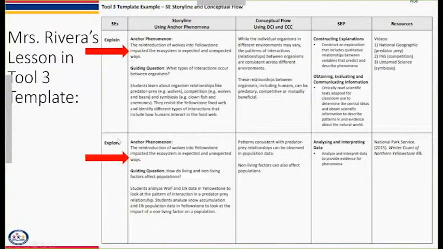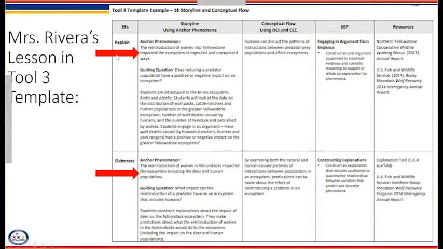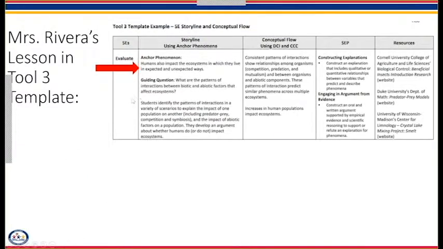Here is the explain, explore. They did explain, elaborate, and evaluate.